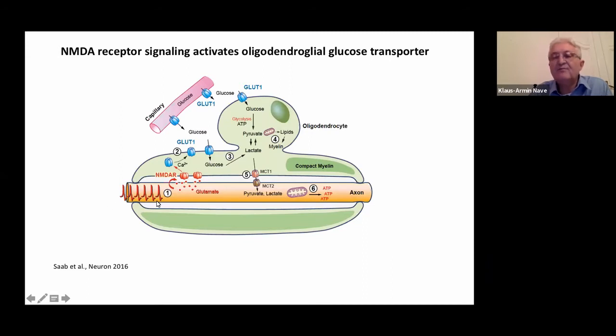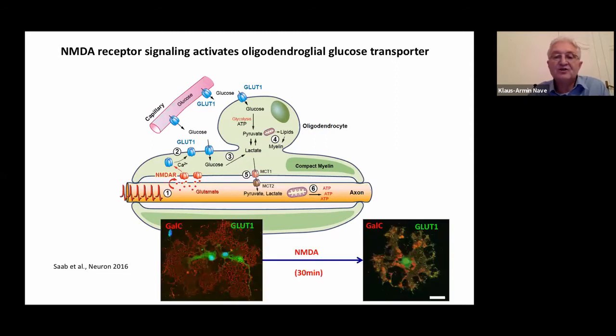Obviously, this can only be part of the story. It's more complex. I'll come back to that as well. But I'll show you here just as an example how amazing this support system works. If you take cultured oligodendrocytes, you see them on the lower left, and stained for GLUT1, you see the green label is all inside the cell. The moment that you add NMDA, not the moment, but 30 minutes later, all the GLUT1 rushes out to the periphery and helps glucose entry.